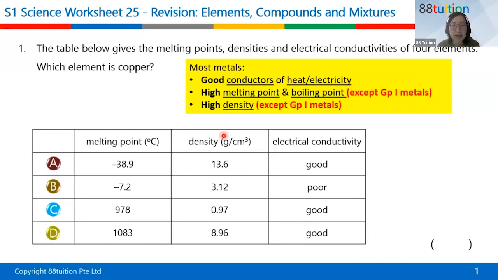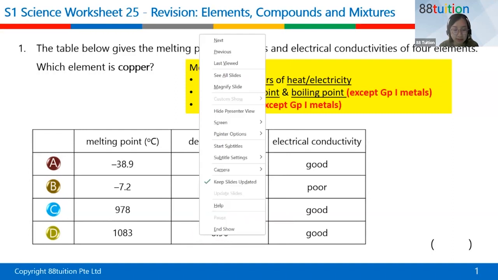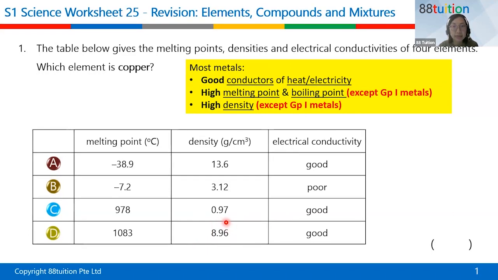Now, what do I mean by high density? So for example, let's take a look here. Now, this one, 8.96, it's considered high density. Do you think it will float on water or sink in water? Float or sink? Can everybody type in the chat or unmute yourself? Will substance D float or sink in water, looking at the density?